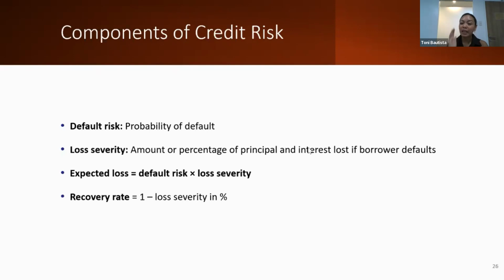What this means is that if the issuer is a sovereign, and if the issuer defaults, typically and historically, investors can recover 40% of the principal. So the expected loss essentially would be the probability of default multiplied by the loss severity, and normally the loss severity is given by 1 minus your recovery rate.